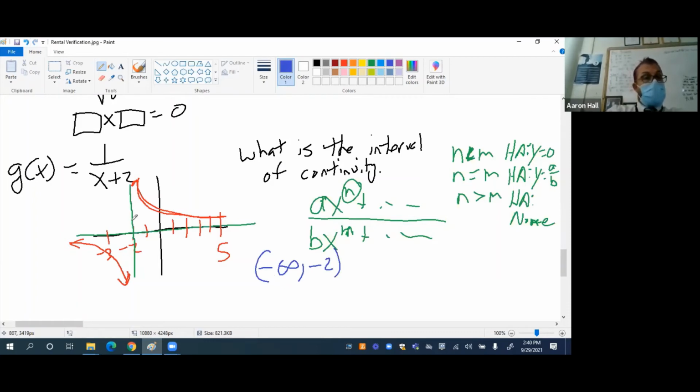Because -2 is not included. Okay. And then it would also be -2 to... Yeah. Chris, what kind of discontinuity is this? Yeah, it's an infinite discontinuity because we're going to infinity on those sides. Yep, correct.